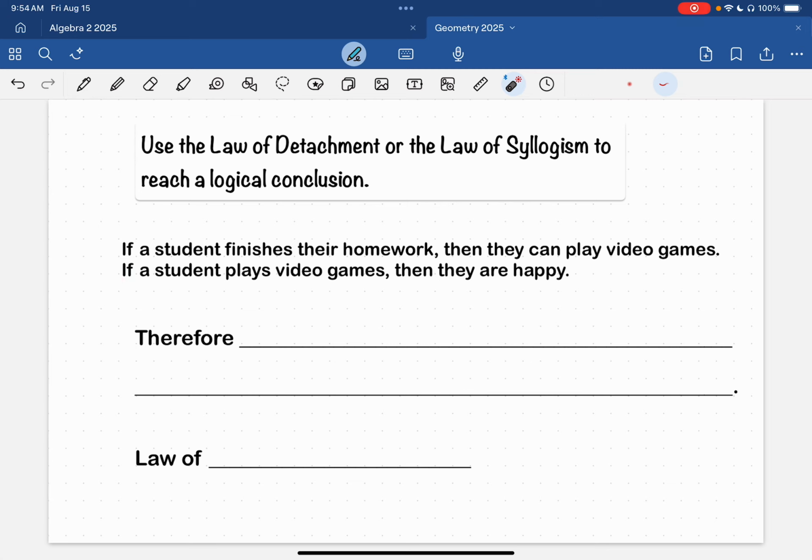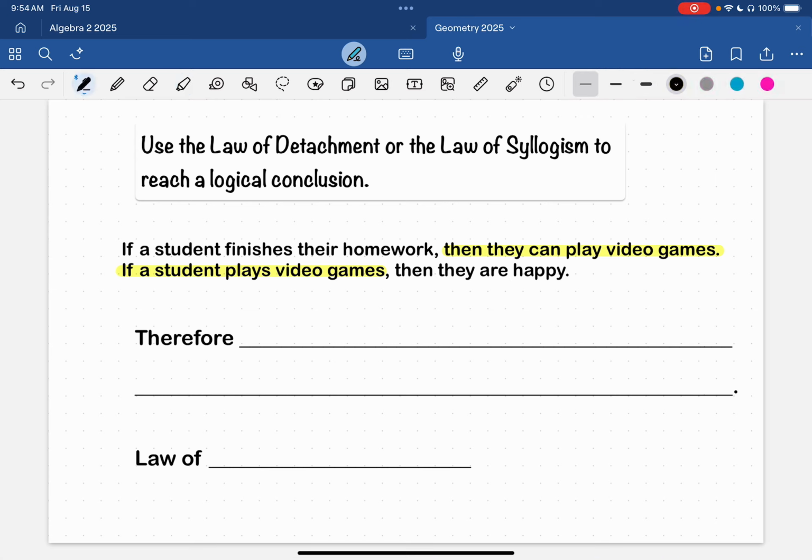So let's go ahead and read sentence number 1. If a student finishes their homework, then they can play video games. Now let's read sentence number 2. If a student plays video games, then they are happy. Now I'm going to pause and see what is the same between sentence 1 and sentence 2. Hopefully you said, then they can play video games, and if a student plays video games.